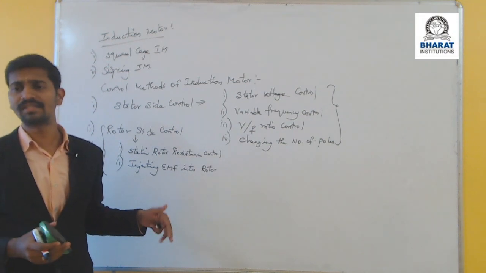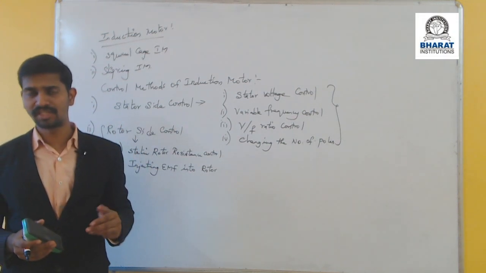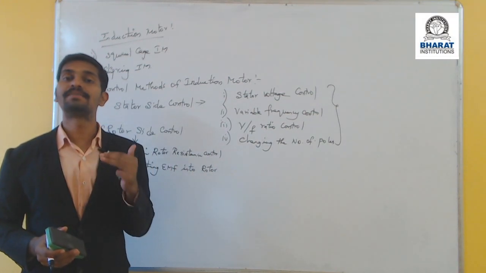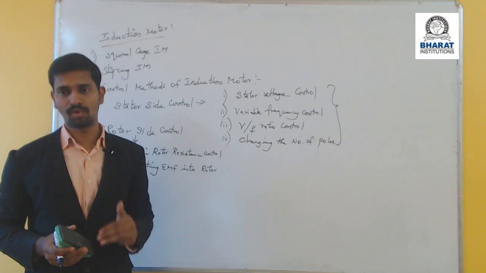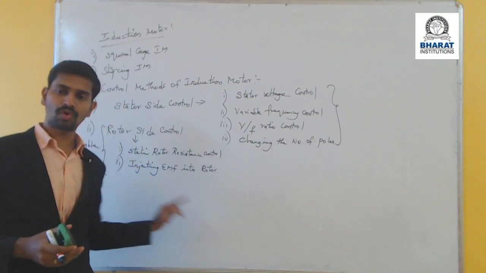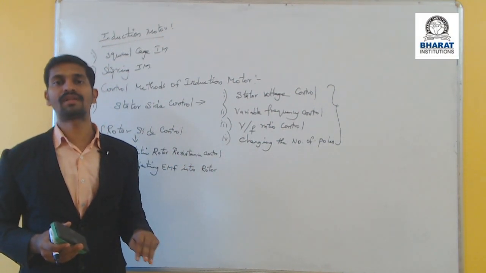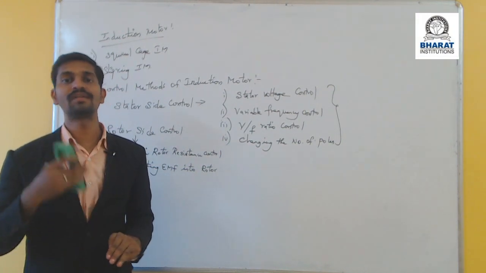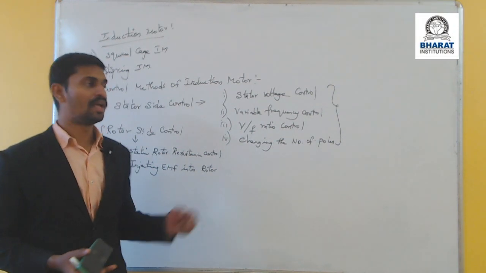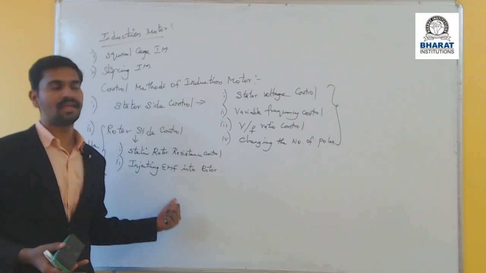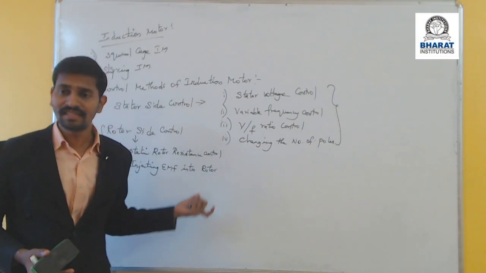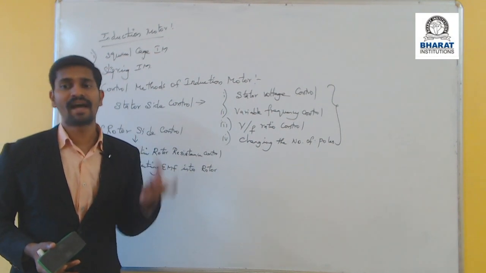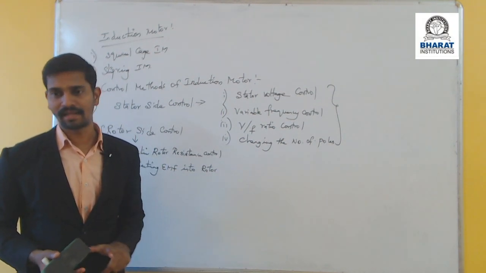So next methodology is rotor side control scheme. By adding the external resistance into the rotor circuit, we can achieve the speed control of induction motor. But whenever we are talking about the rotor side control, it is only applicable for the slip ring induction motor. So we can't use the rotor side control methodology for squirrel cage induction motor. Next methodology is injecting the EMF into the rotor circuit. The ultimate aim is by adding the resistance into that rotor circuit, we can achieve the speed control mechanism.